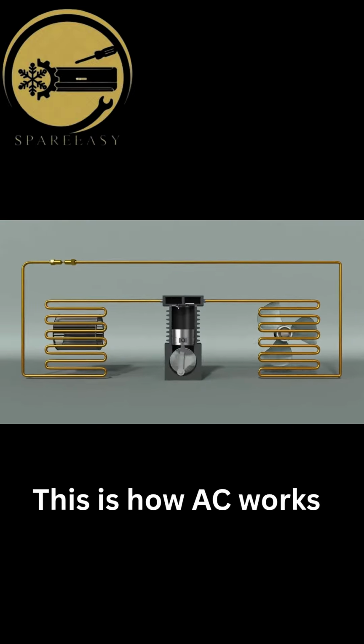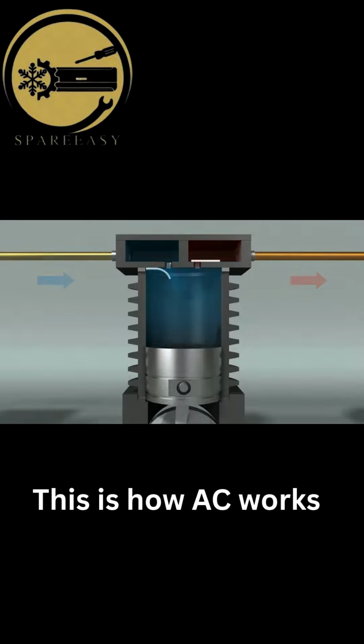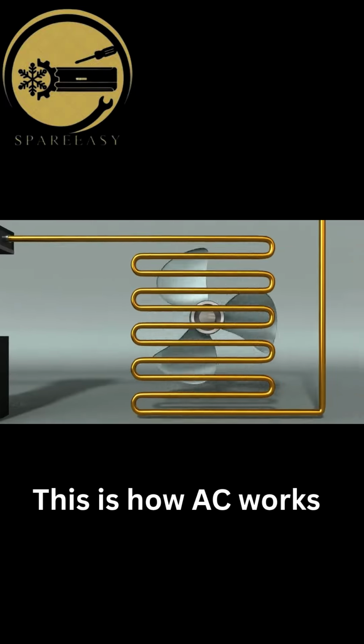First, let's look at the general flow. This is a compressor. It compresses the refrigerant to high temperature and pressure. Then, the refrigerant pressed by the compressor flows to a condenser.